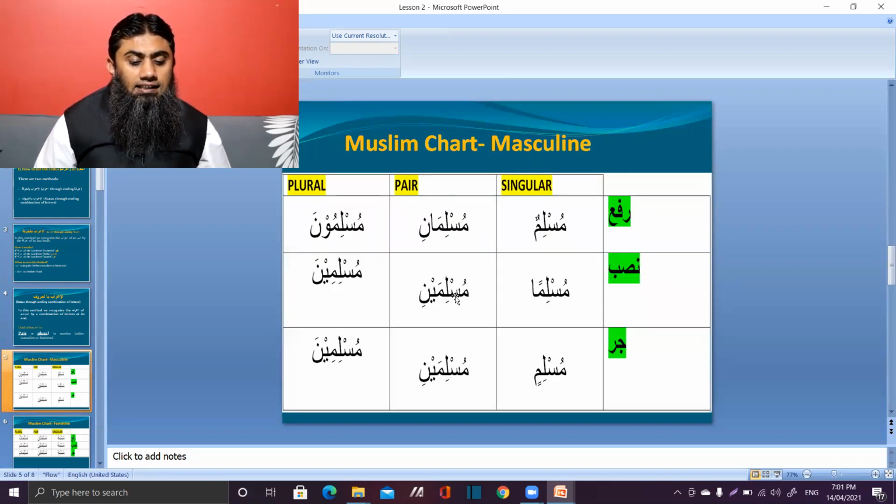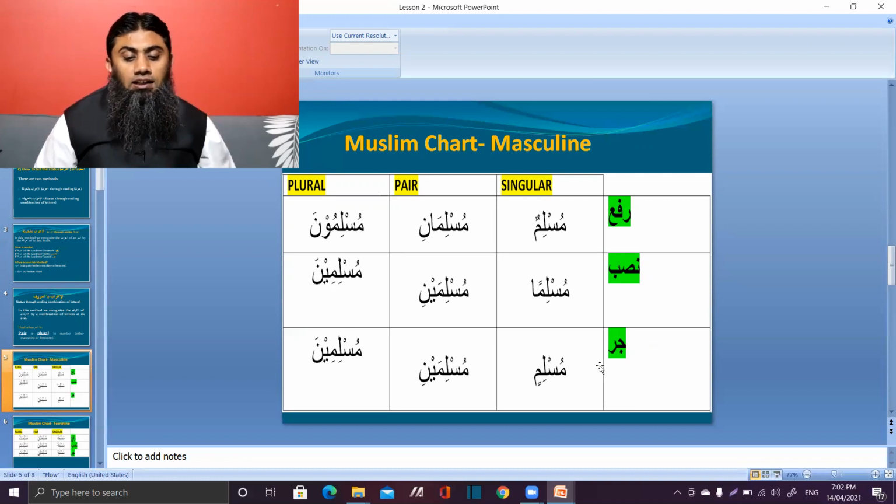This ani and aini sound means the ism is a pair and the status is rafa, nasab and jar. And una, ina sound means this ism is plural, and in terms of status, una sound means rafa and ina sound means nasab and jar.